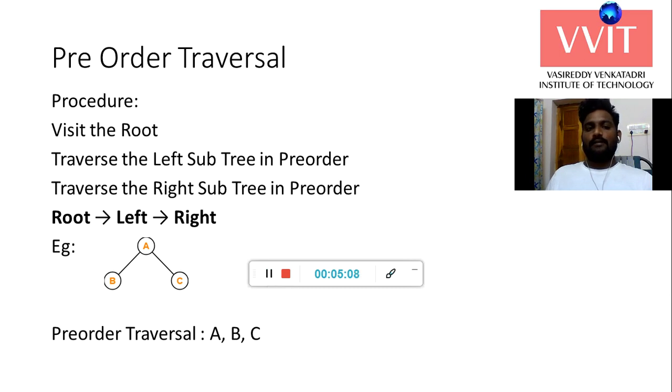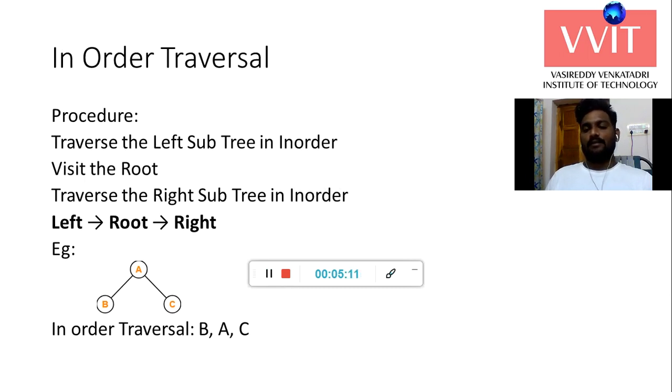Post-order next, in-order traversal. In in-order traversal, how to visit each node exactly once in a given binary tree? What is the procedure of the in-order traversal? In this traversal, first visit the left subtree of the root node, then visit the root node, and finally traverse the right subtree of the root node. This is the procedure of the in-order traversal.